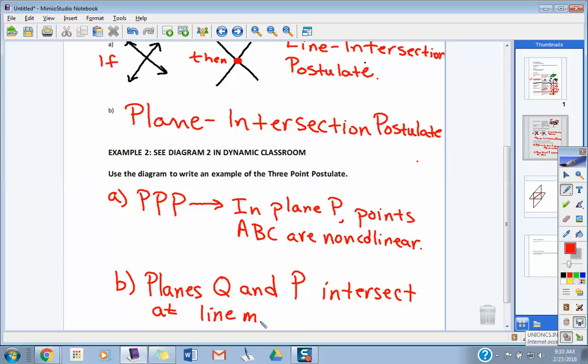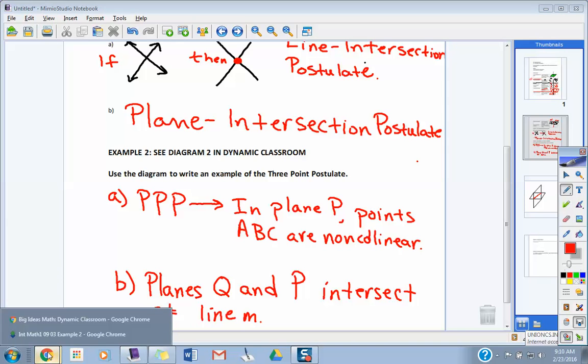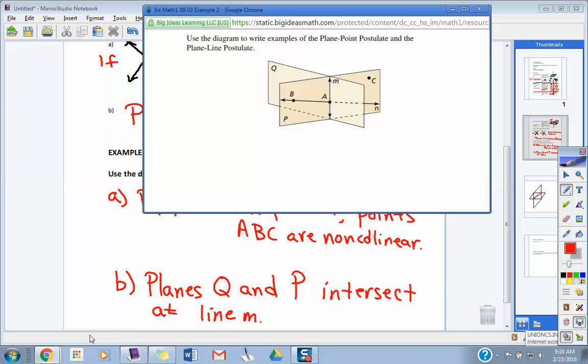And again, here's the diagram for that. Q is here, P is here, line M. That's where they cross. Which postulate was that again? Makes sense, doesn't it? Plane line postulate. How do you get planes to form a line?